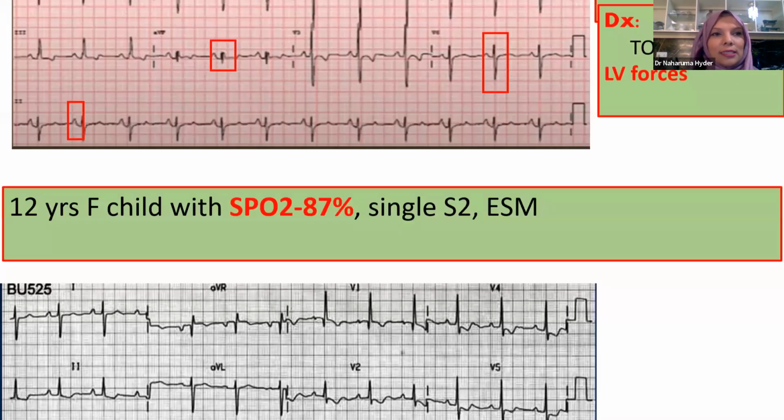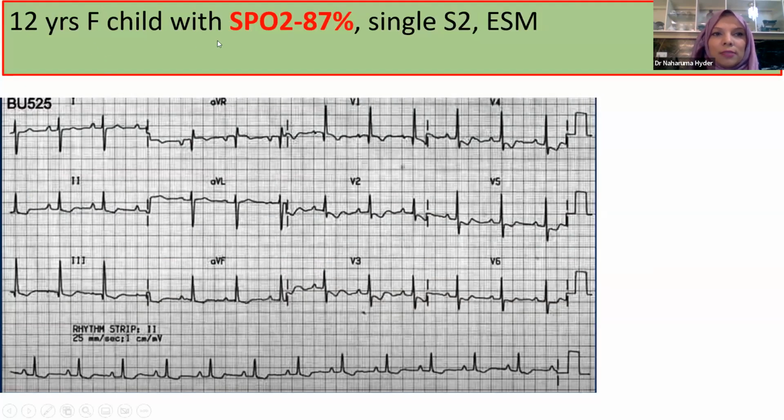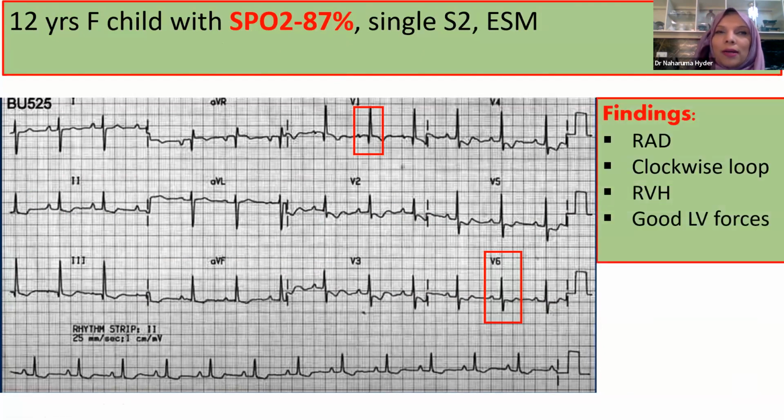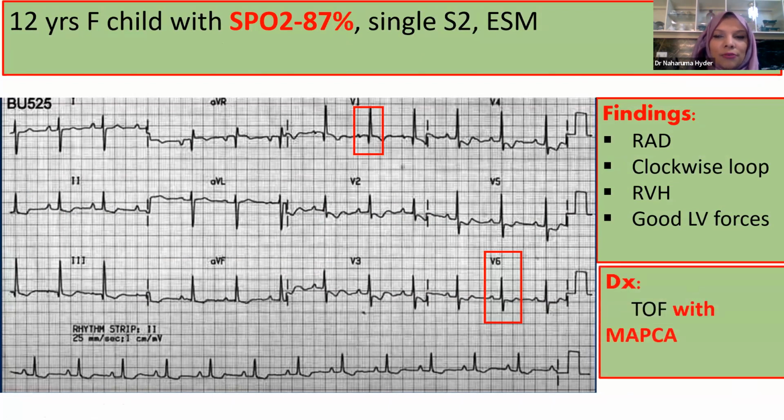And the last case, a 12-year-old child, but now saturation is good. Here we are getting that V1 is monophasic, with a strand pattern, and LV forces are good. Why are LV forces and saturation good? Because this patient developed MAPCA. So MAPCA is giving the pulmonary flow, and the LV is getting more blood, so LV is good size. So this will be the diagnosis: TOF with MAPCA.